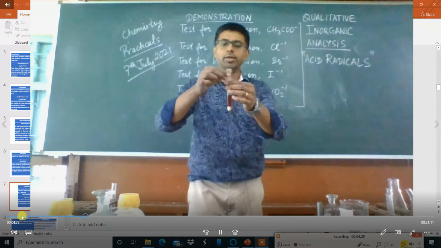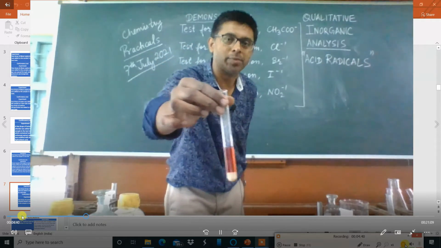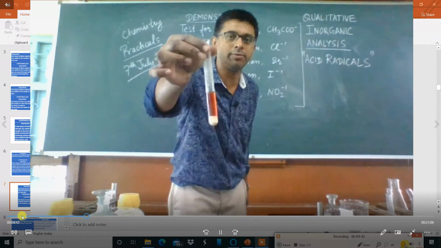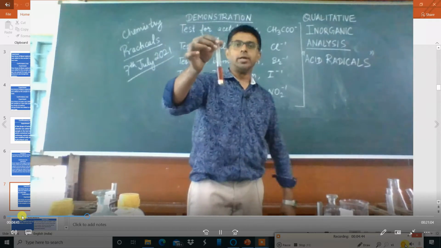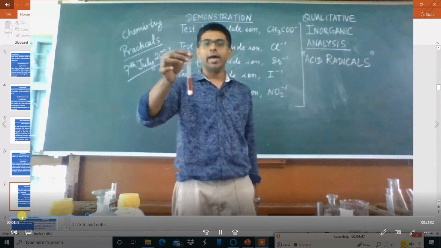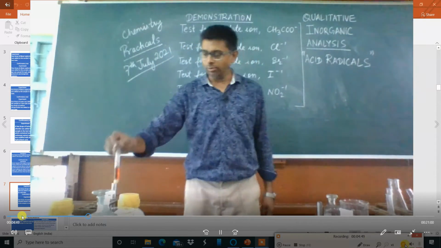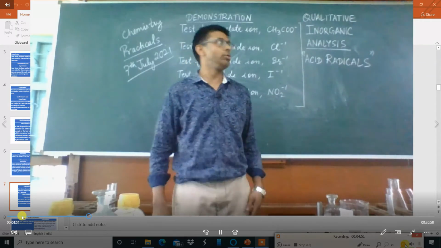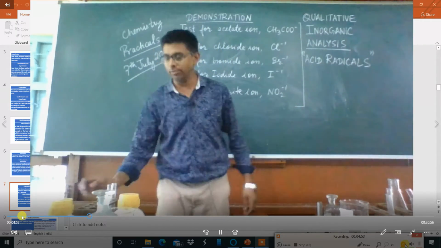Now you can see the blood red coloration, the confirmatory test for acetate ion. You can clearly see the blood red coloration being formed after keeping the reaction mixture for quite some time.